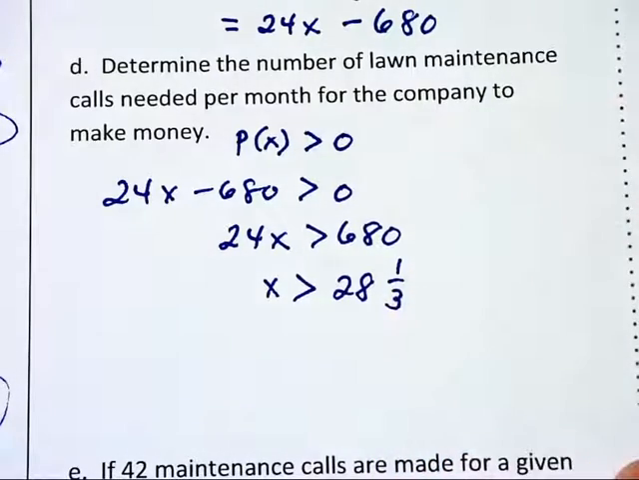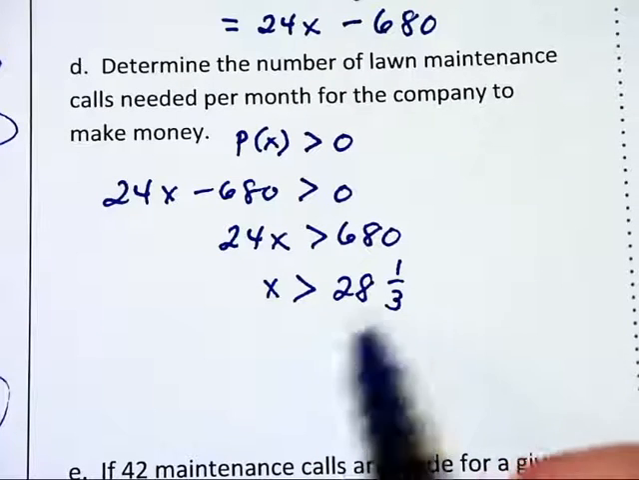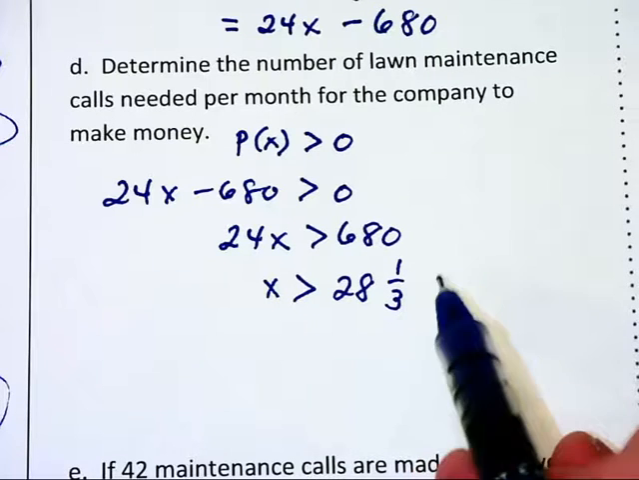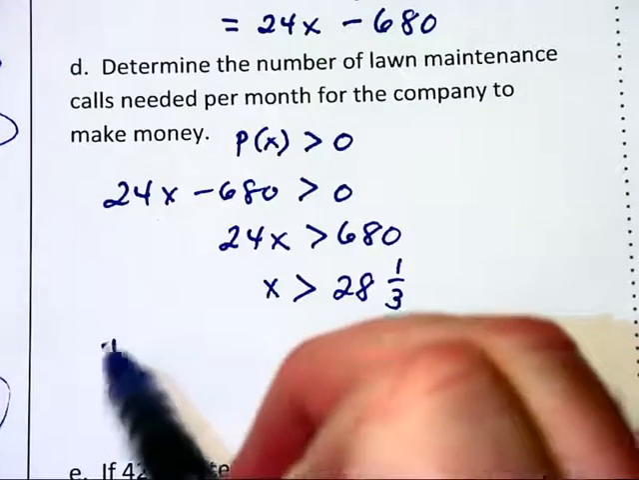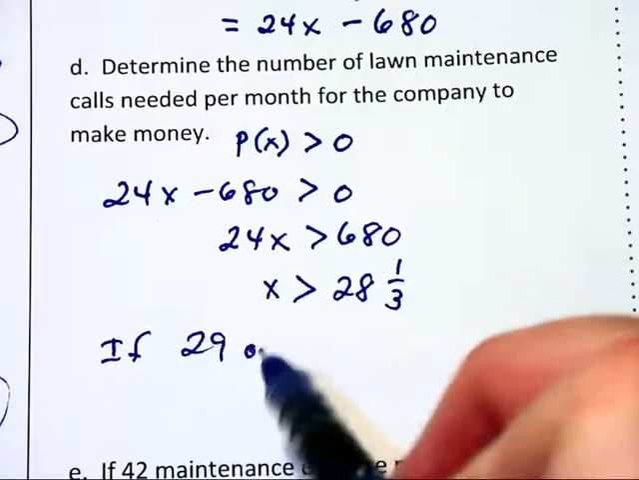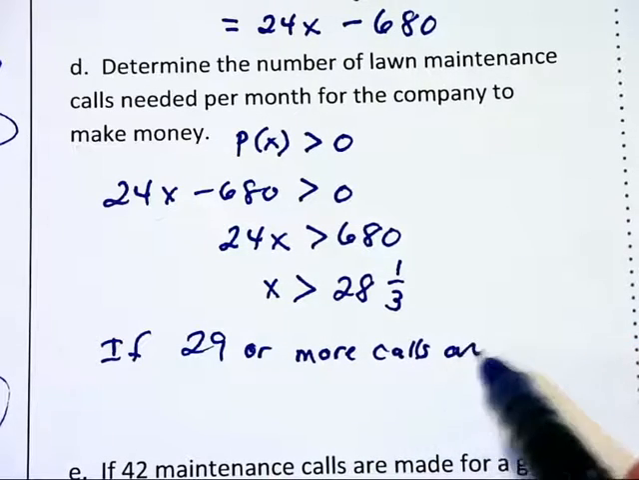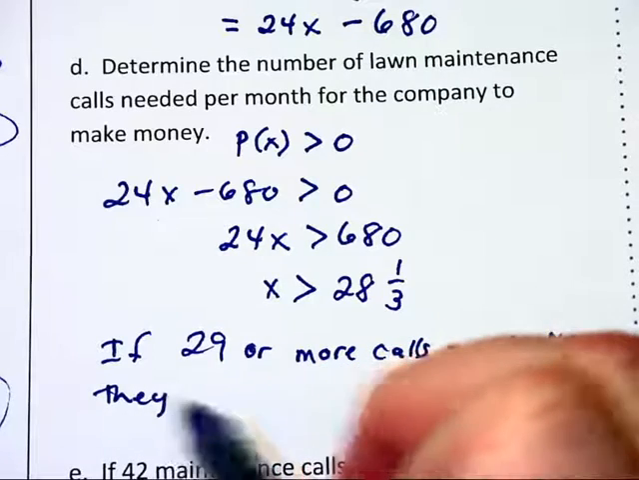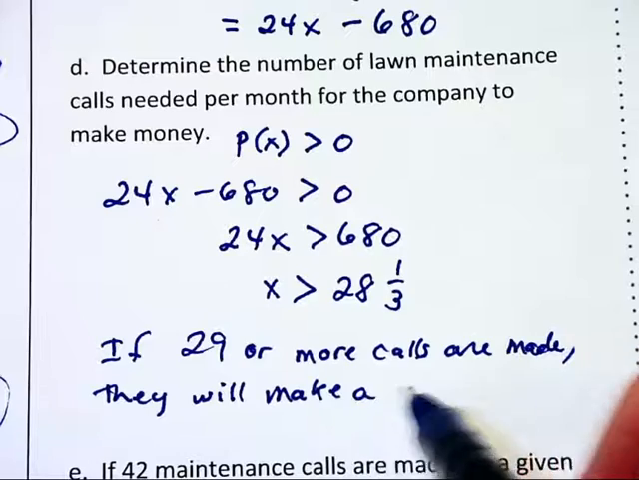Now normally we round down, but if you round down in this case, it will be lower than the value they need to make a profit. So in these type of inequality problems, we always round up, and I'm going to say if 29 or more calls are made, they will generate a profit, or they will make a profit. Make it easier to write.